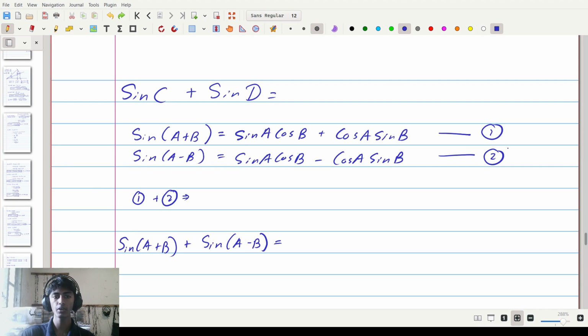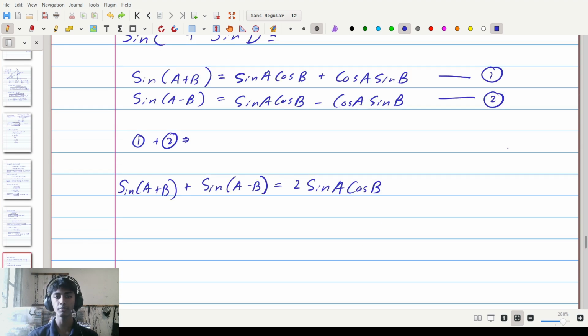And here we have sin a cos b and another sin a cos b. So when added together, this will give us 2 sin a cos b. So we have 2 sin a cos b on the right side and no cos a sin b on the right side. So that's gone. So therefore, sin a plus b plus sin a minus b is 2 sin a cos b.